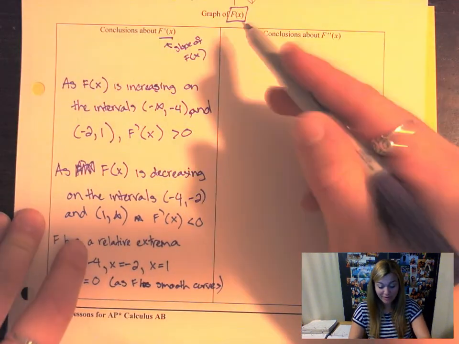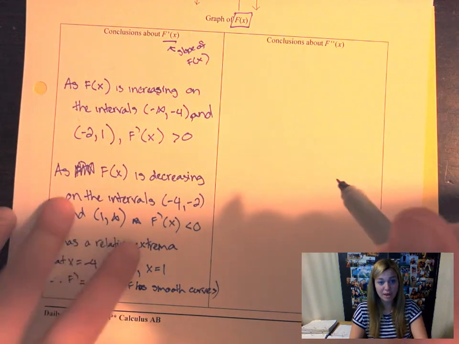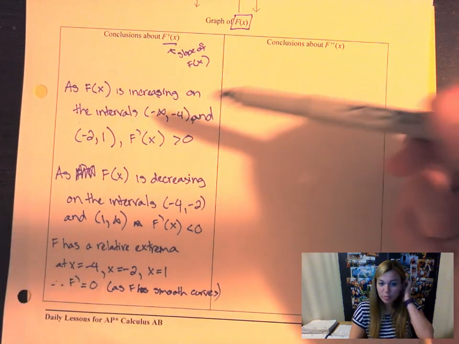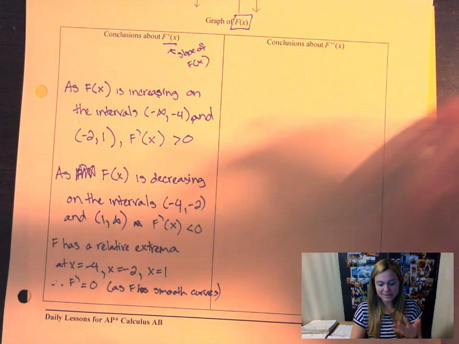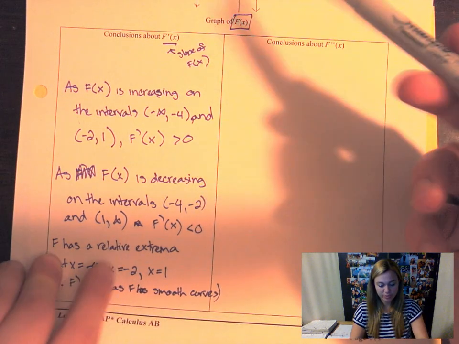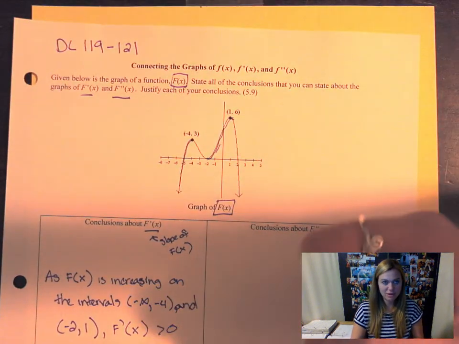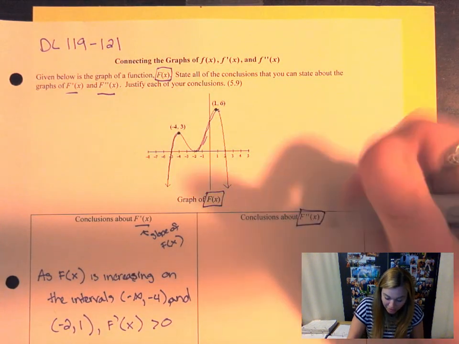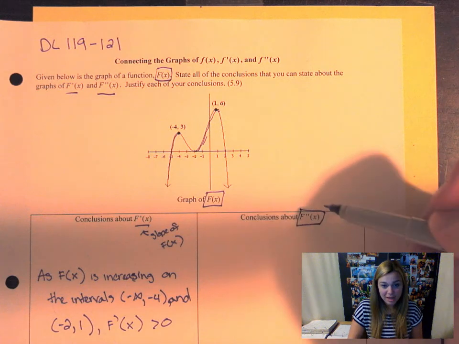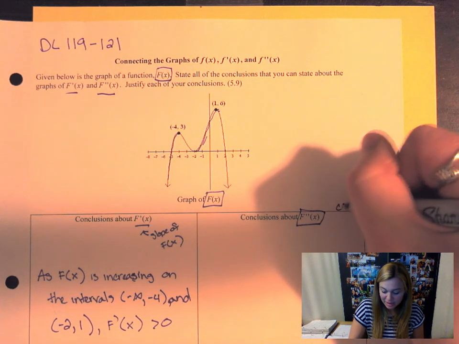So this was the graph of f of x. I can tell all sorts of things about f prime. Remember that f prime would all be about the slope, so positive or negative. And I can say something about the relative extrema too, for f prime being equal to 0. F double prime, this is the slope of f prime, but you should be thinking about concavity.